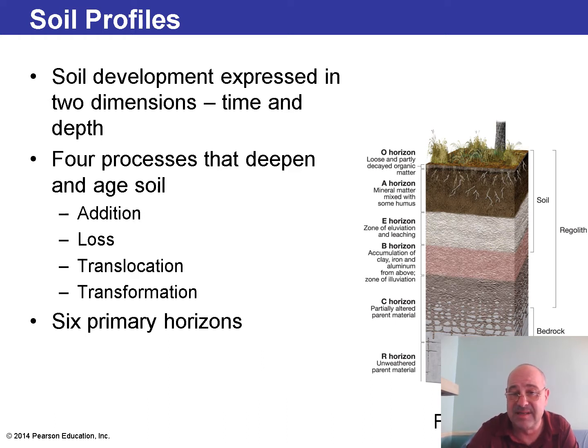C horizon, this is your altered parent material. This is your sand, silt, and your clay. It's broken down, and it's usually in the form of sediment. And then we have our R horizon, which is our unweathered parent material. It's bedrock, period. It's mountains, it's rock.